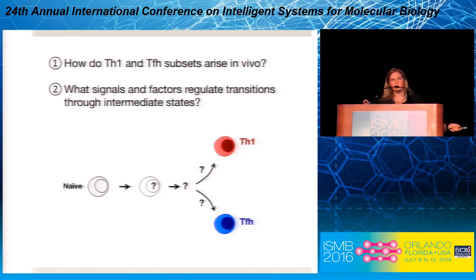This is something that's hard to resolve with bulk methods or with FACS and conventional methods that focus on individual protein markers. And then secondly, what signals and factors regulate these transitions through the intermediate states?